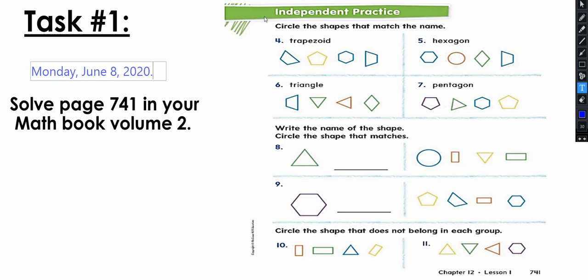Alright, so what you had to do is you had to circle the shapes that match the name. Read the shape name, circle the shapes that match. First one is trapezoid. Then we have the hexagon, triangle, pentagon. In the next exercise, what you had to do was write the name of the shape and circle the shape that matches. So what is the name of this shape? Write it down and circle the shape that matches. And for number 10 and 11, you have to circle the shape that does not belong in each group.